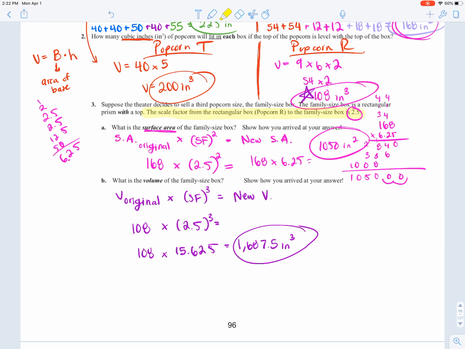So with these two problems, you need to remember these formulas here. Okay? So your surface area of your original shape times the scale factor squared will give you your new surface area. The volume of your original times your scale factor cubed will give you your new volume. Okay, so you have those two formulas to use to your advantage.